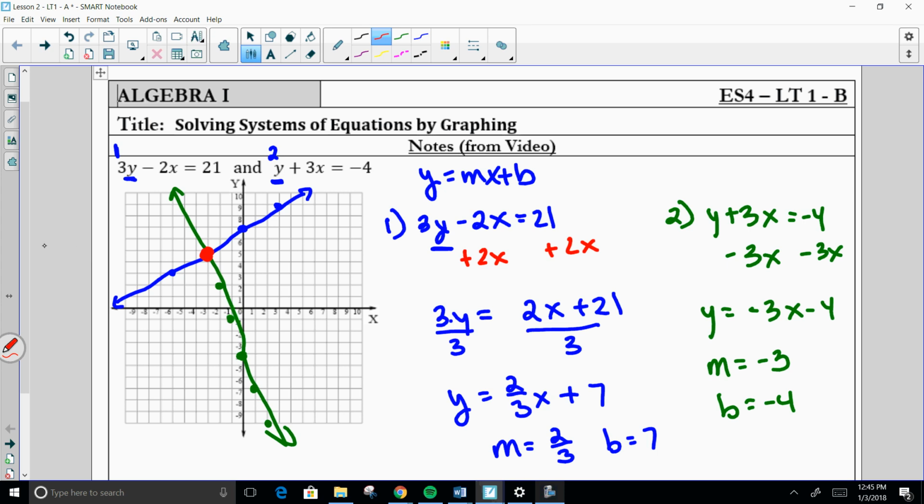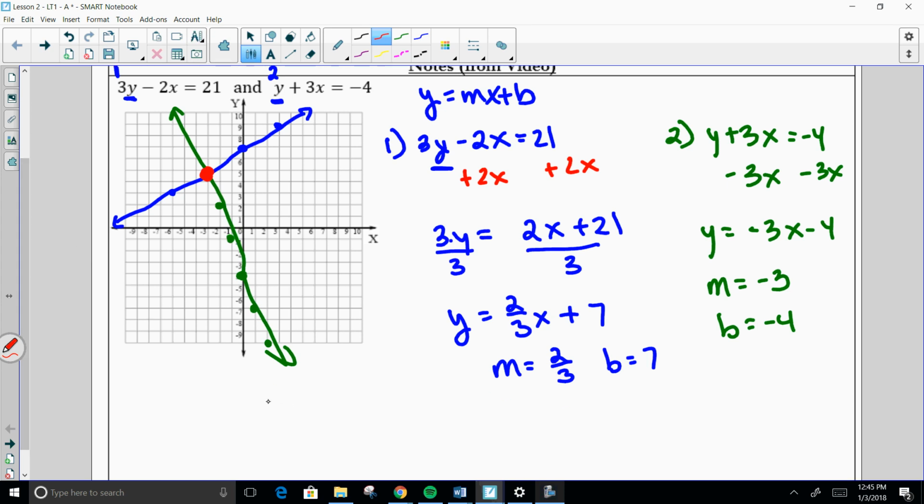So what I'm going to do is I'm looking for the solution. So what is the solution? The solution is where the two lines intersect. Well, that's where the red dot is. So they intersect at 1, 2, 3, negative 3. And they intersect at 1, 2, 3, 4, 5 or 4. It looks like 5. And that's the difficulty of graphing, is it sometimes can be difficult to see exactly where they intersect.